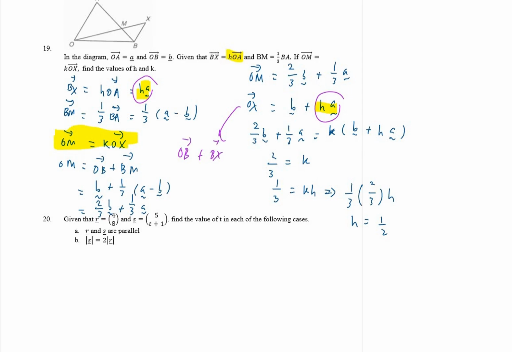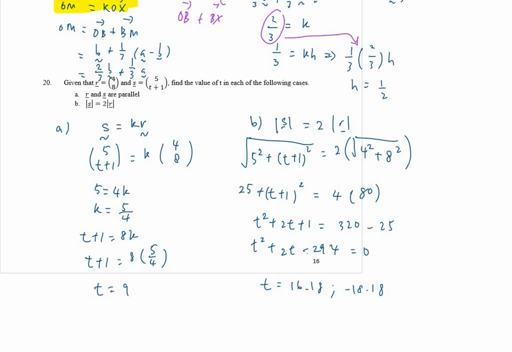Then just put it inside your equation. OM is here, k OX is here. Therefore once you solve, you have two equations again, and you can straight away find that k is equal to 2 over 3, and 1 over 3 is equal to kh. When you put in your k as 2 over 3 into here, you will find that your h is equal to half.